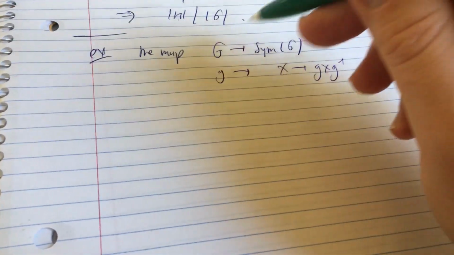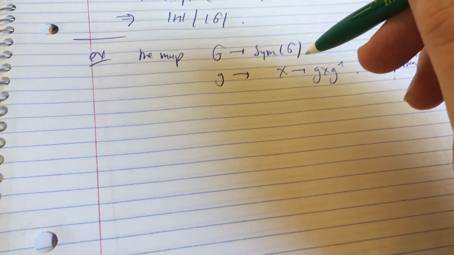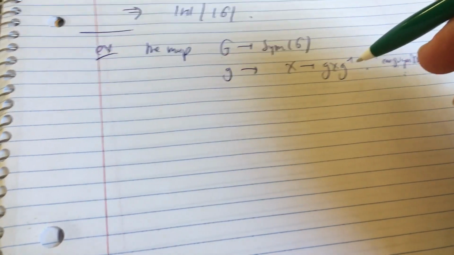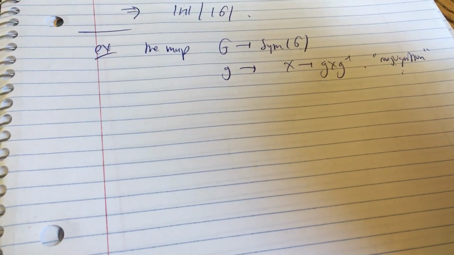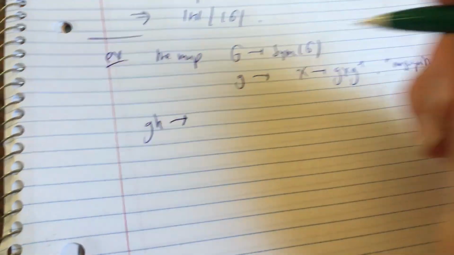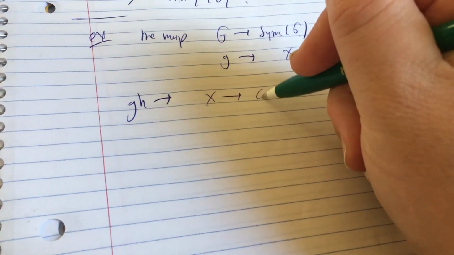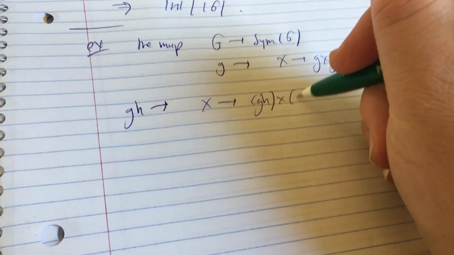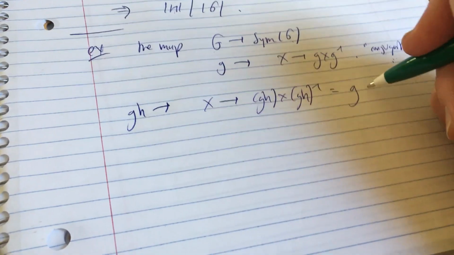Okay, and so the point is that this is actually a group homomorphism. So this is a map from G to itself. It's not either left or right multiplication, right? It's something different. And the point is that this is a group homomorphism, because GH now goes to the map X goes to GH X (GH) inverse, which is G.